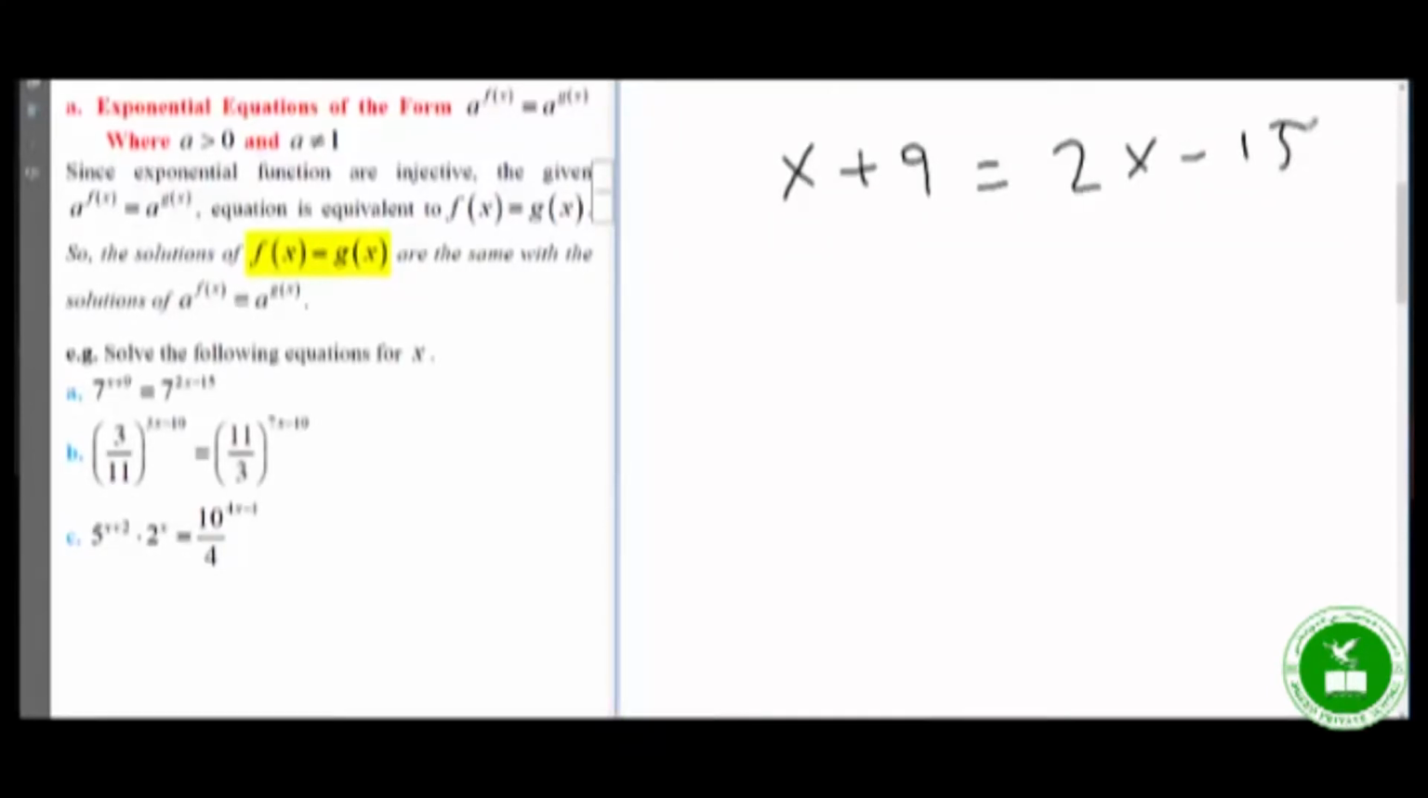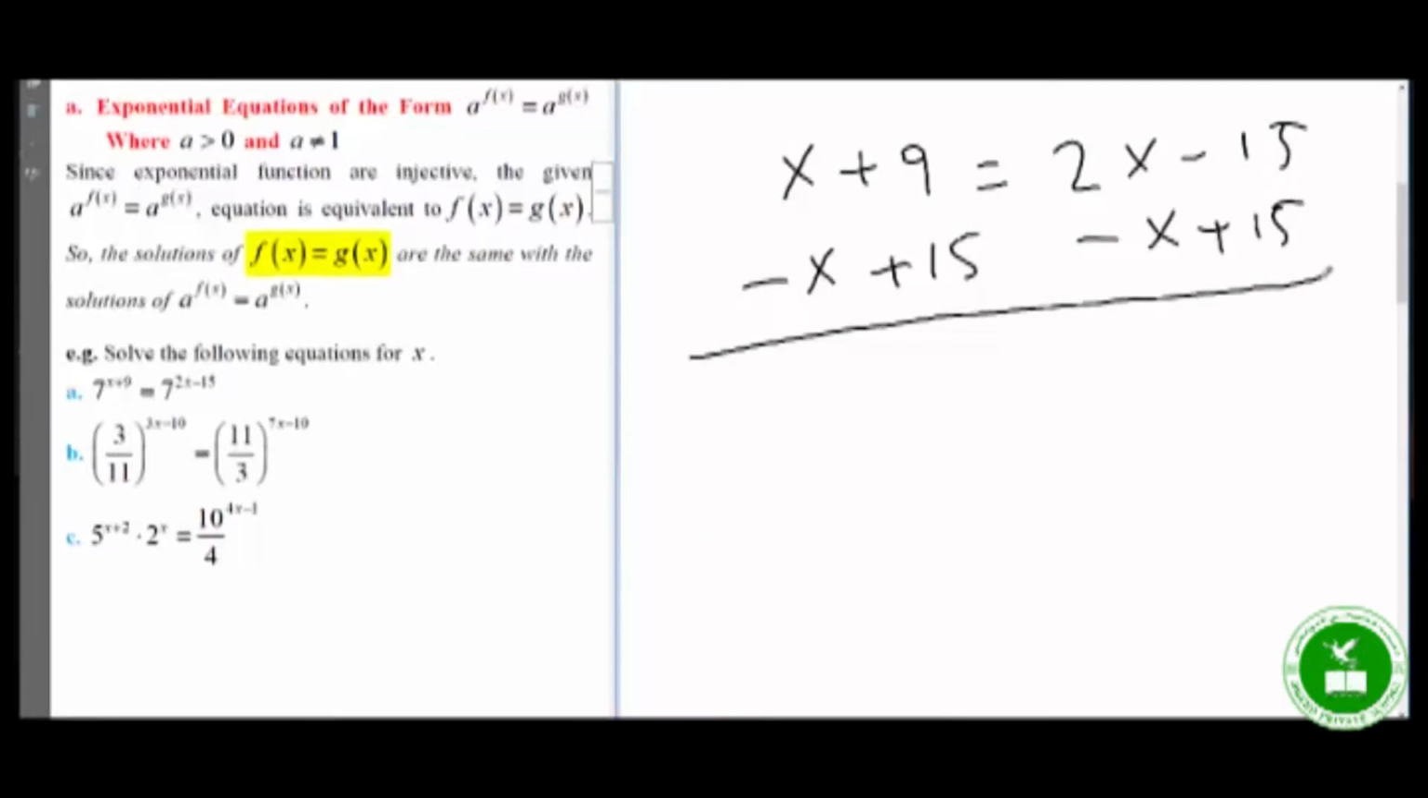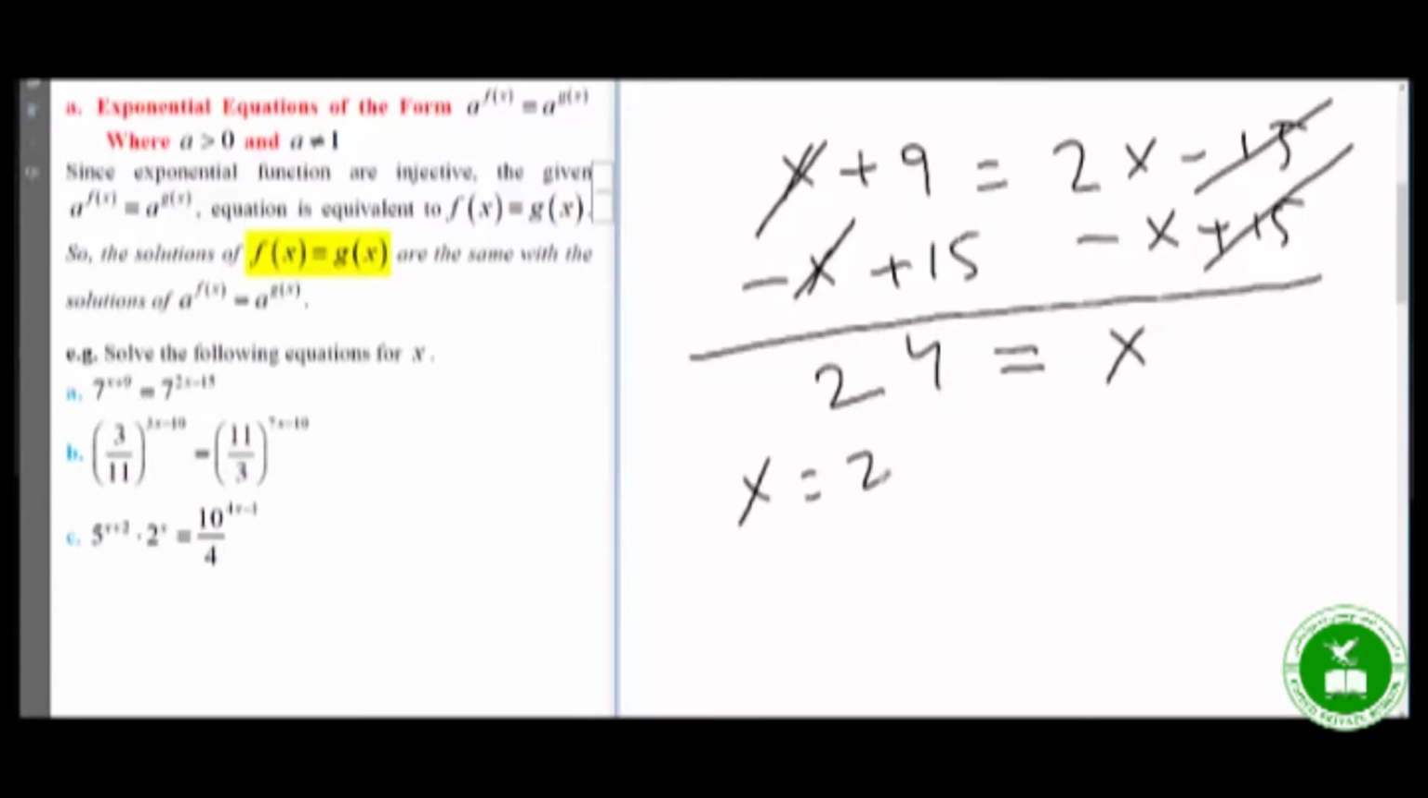We can solve it. We can subtract x from both sides and add 15 to both sides to take unknowns to one side and constants to another side. Here, x and x will be cancelled, and negative 15 and positive 15 will be cancelled. 2x minus 1x is equal to 1x is equal to 9 plus 15 is 24. So the solution set for this equation is x is equal to 24.